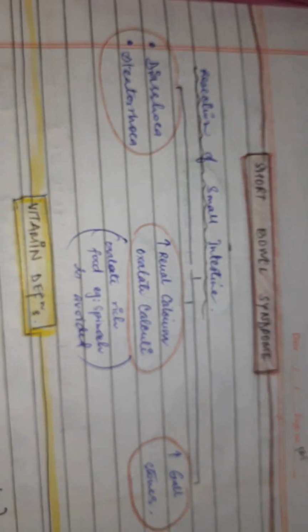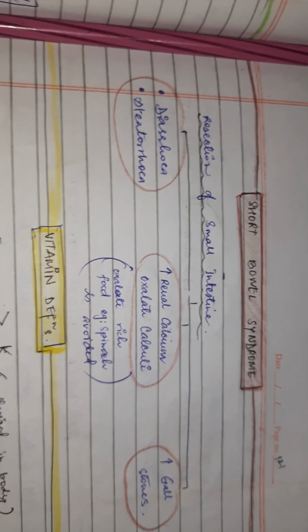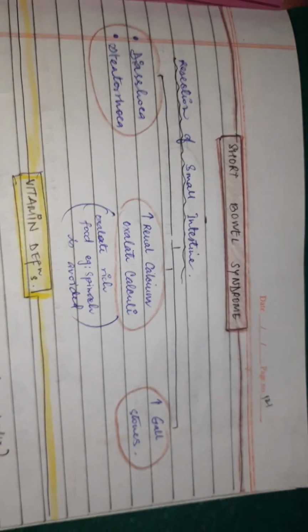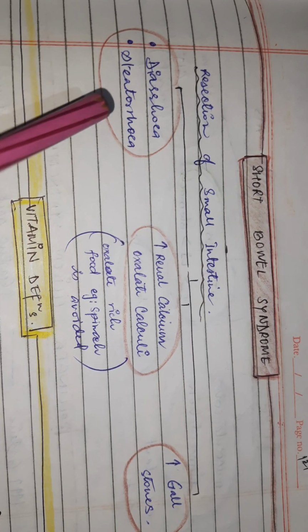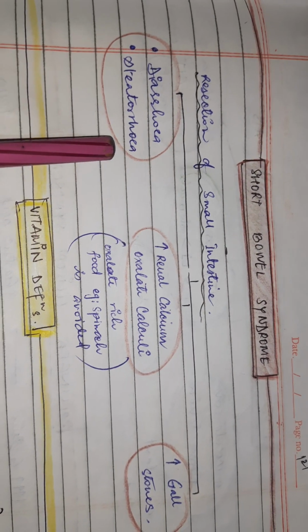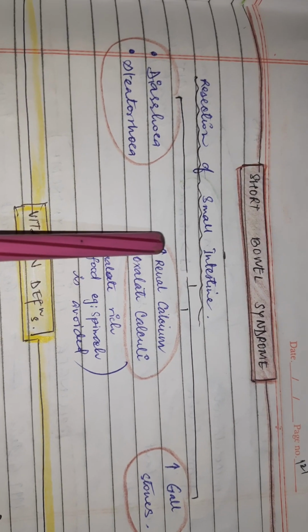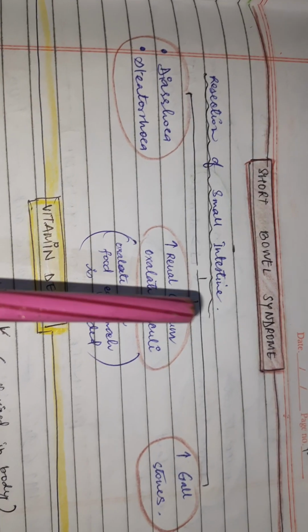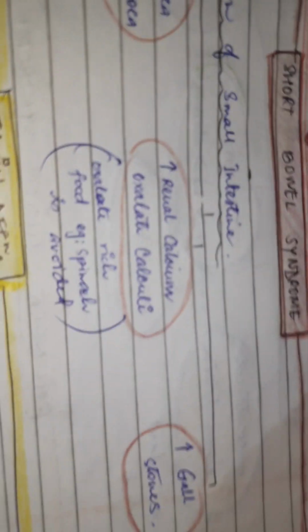Then short bowel syndrome. Here, there is resection of the small intestine. It's a triad of three things. Diarrhea occurs, steatorrhea occurs. Here there are increased renal calcium oxalate calculi because of resection of part of the small intestine.